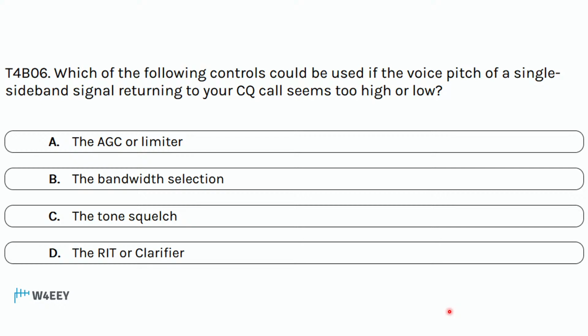And which of the following controls could be used if the voice pitch of a single sideband signal returning to your CQ call seems to be too high or low? Delta. That's the receiver incremental tuning, or sometimes known as a clarifier. And we'll be tuning some more single sideband signals as we go along, so you'll be able to hear how it sounds when you're mistuned.